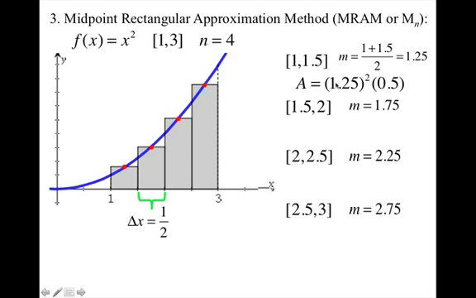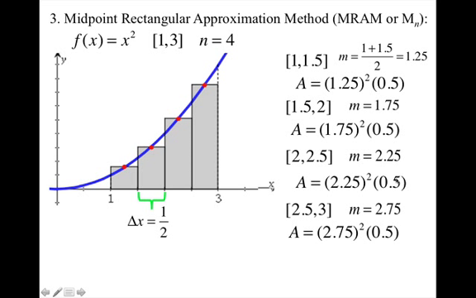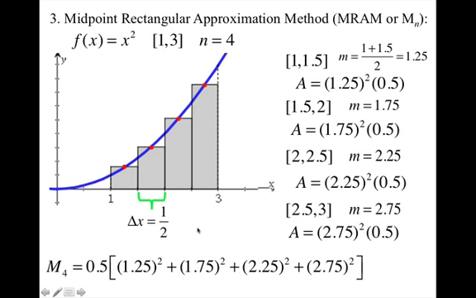So when I do that, I get my height squared, or I get my height times 0.5, and so on, just like before. I'm going to add all of these up, and they have a factor of 0.5 in common, so I can pull that out. And then add it up, and I get approximately 8.625.